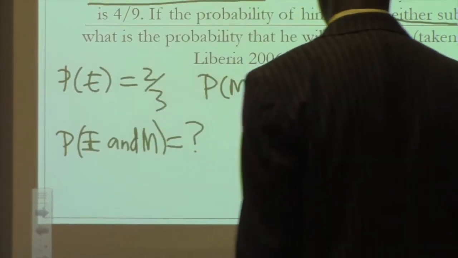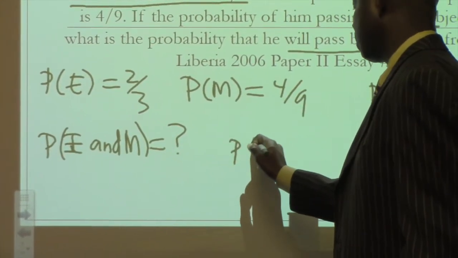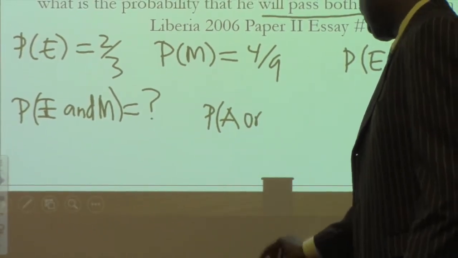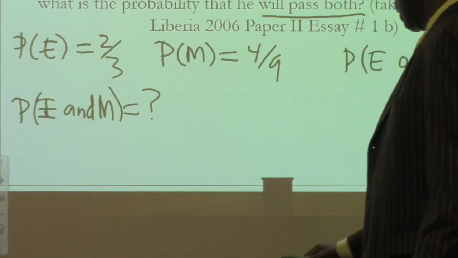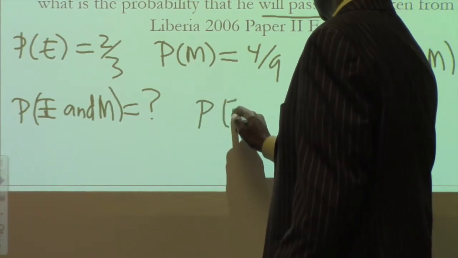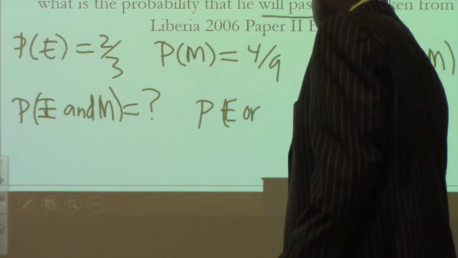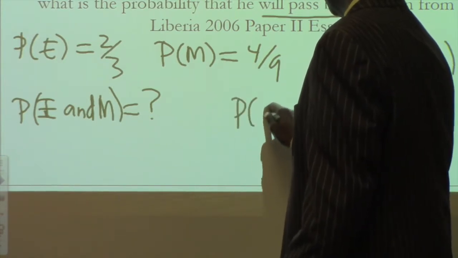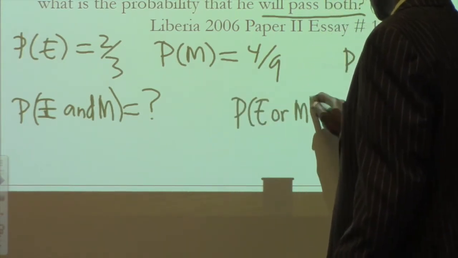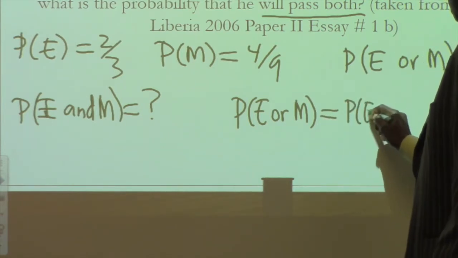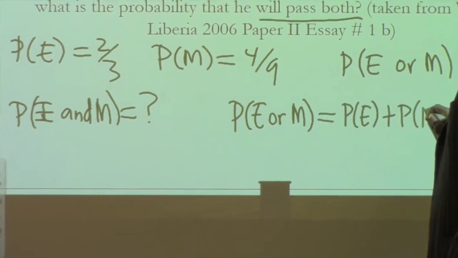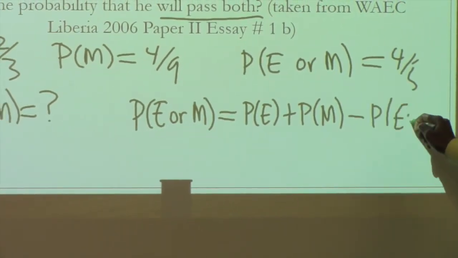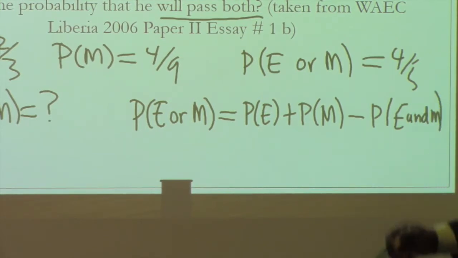So we can proceed by using the addition counting rule. We'll say the probability of A or B. In fact, in this case, let's be specific. We'll say the probability of E or M, and then rewrite it so that it's clearly understood. The probability of E or M is given by the probability of E plus the probability of M minus the probability of E and M. So that's what we have.